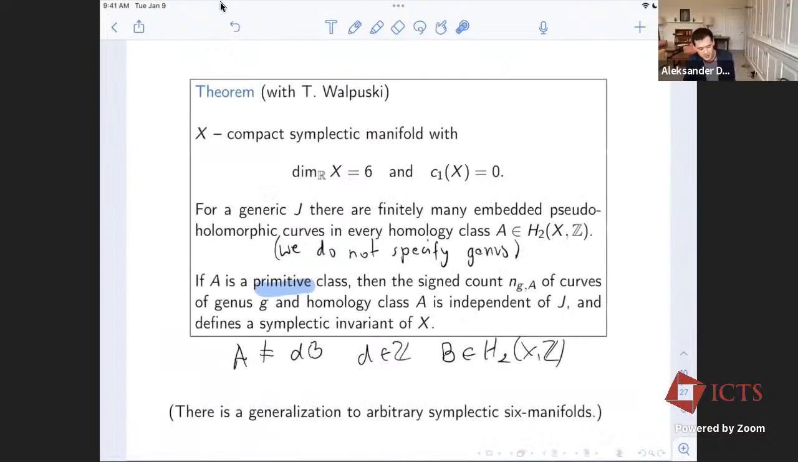I'm not considering a primitive class. I should have said that there is a part A and part B here. All this you did is for the proof of part A. Yeah, so I was discussing part A.